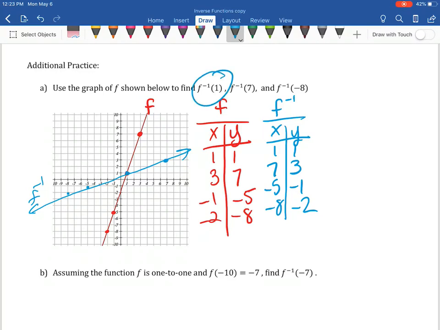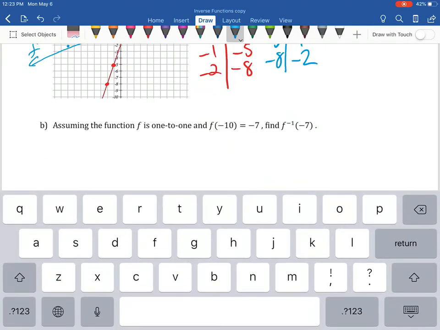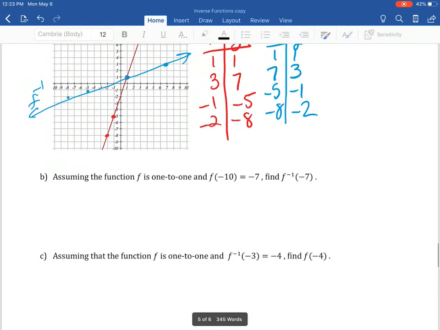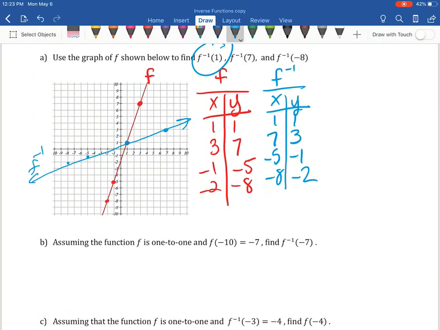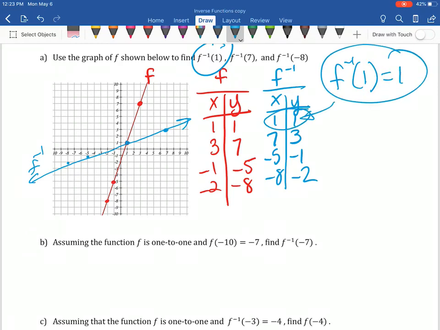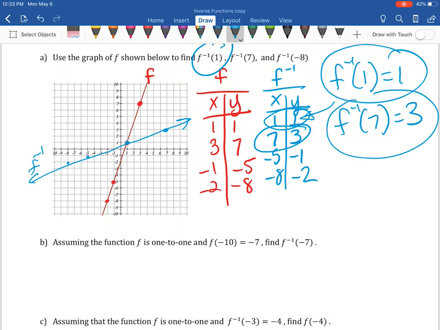Now, I need to find f inverse of 1. So if I look at the inverse and I want to plug in 1, I would get out 1. And actually it shows it right here on our table. That was one of the points we picked. Okay, f inverse of 7, that was also one of the points we picked, should be 3. And then f inverse of -8 should be -2.